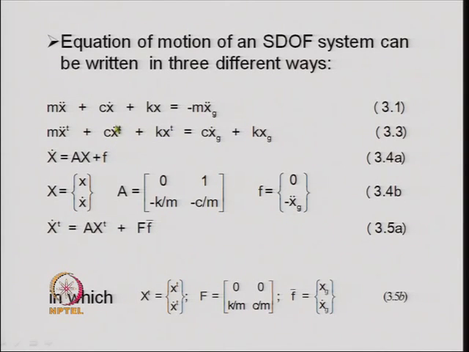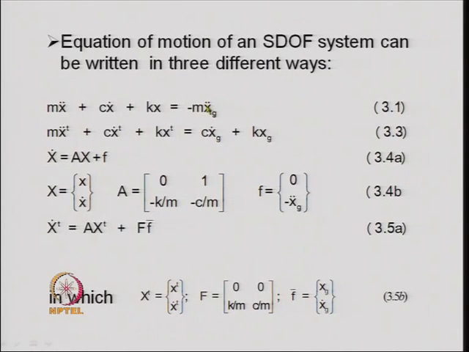Similarly, here it turns out to be x dot t. And since we have added k x g and c x dot g on the left hand side, we put them also on the right hand side. Thus, the equation of motion now becomes in the form of total displacement. If we solve this equation, we will get the total displacement of the mass rather than the relative displacement. One can note that on the right hand side now, the requirement is the ground displacement and ground velocity, not the ground acceleration.